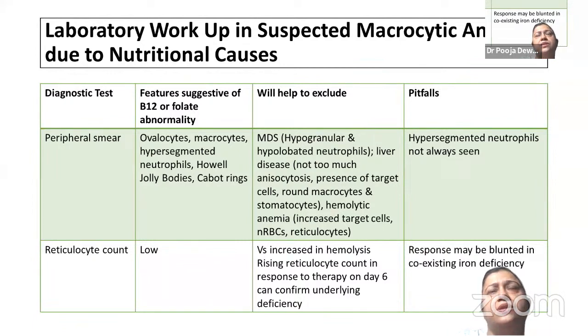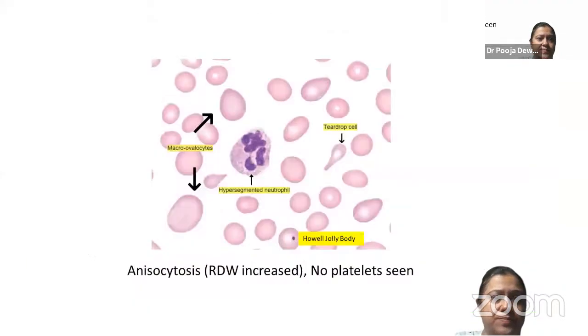Now, a reticulocyte rise is also seen sometimes as a response to treatment. So sometimes you don't have facilities for testing your levels, and what we can do is we give a therapeutic challenge with B12 and we see the response. So the rise in reticulocyte count can sometimes indicate that there is an underlying deficiency. So it is also used as a diagnostic test sometimes when you are seeing the response to B12 therapy. However, again, this has a pitfall that this may be blunted if there is a coexisting iron deficiency. You may not get such a good retic response.